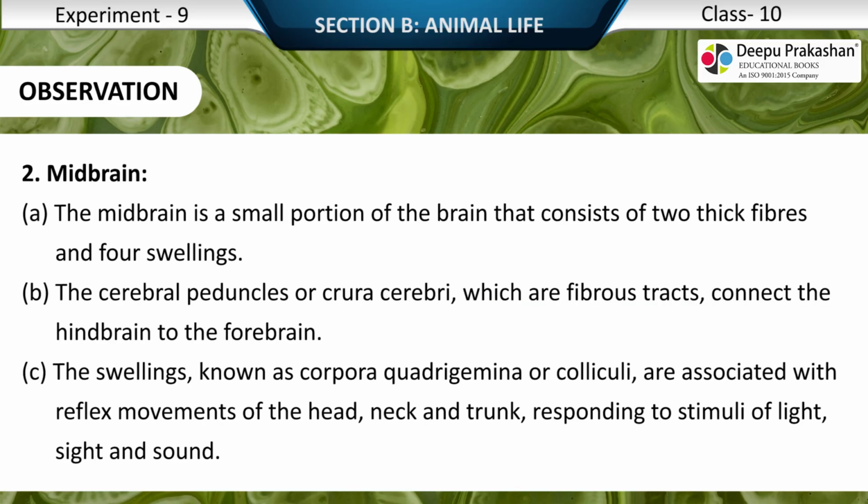2. Midbrain. A. The midbrain is a small portion of the brain that consists of 2 thick fibers and 4 swellings. B. The cerebral peduncles or crura cerebri, which are fibrous tracts, connect the hindbrain to the forebrain. C. The swellings, known as corpora quadrigemina or colliculi, are associated with reflex movements of the head, neck, and trunk, responding to stimuli of light, sight, and sound.